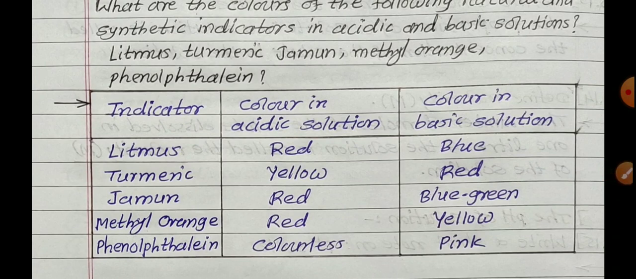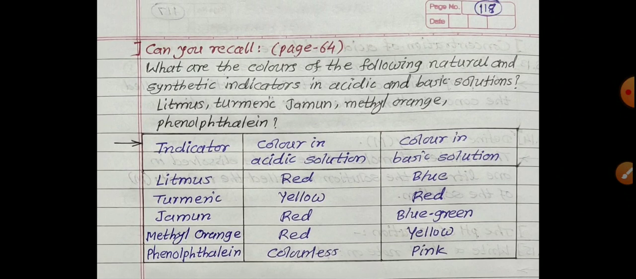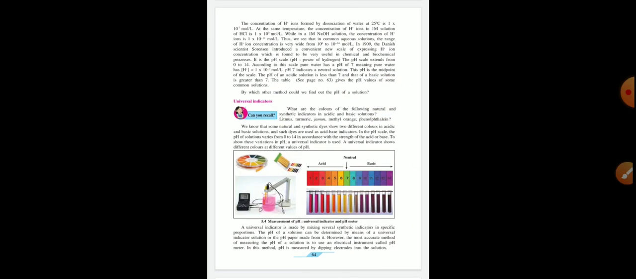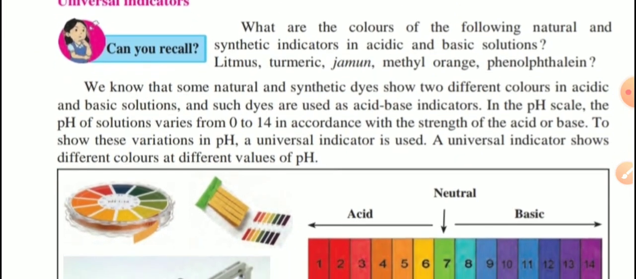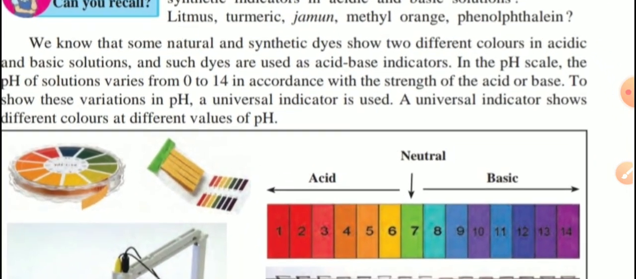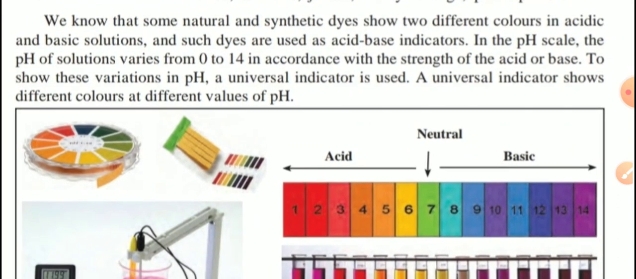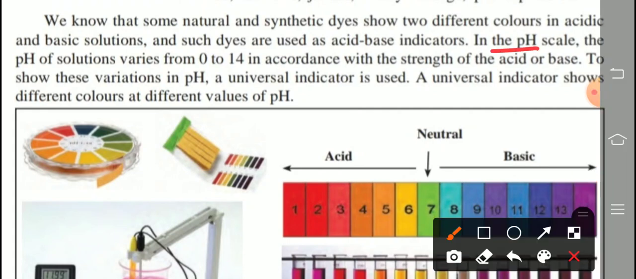So this table is important. Remember the colors of these indicators in acidic and in basic solution. Next, come back to the page. Now, we know that some natural and synthetic dyes show two different colors in acid and basic solutions, and such dyes are used as acid-base indicators. In the pH scale, the pH of the solution varies from 0 to 14, indicated here from 0 to here 14.